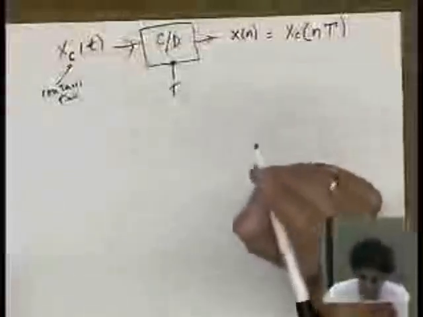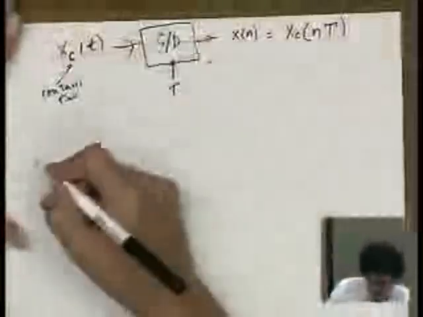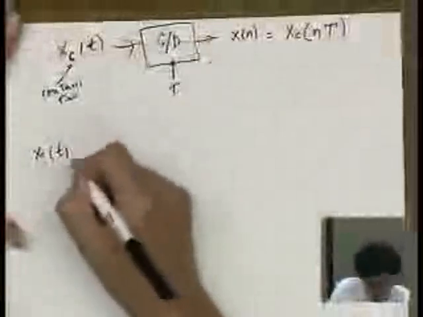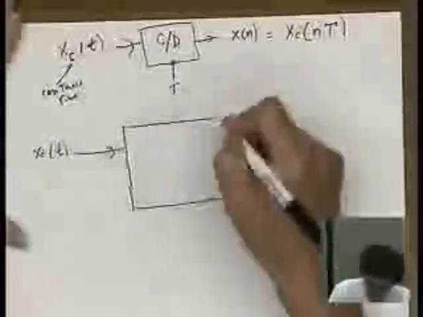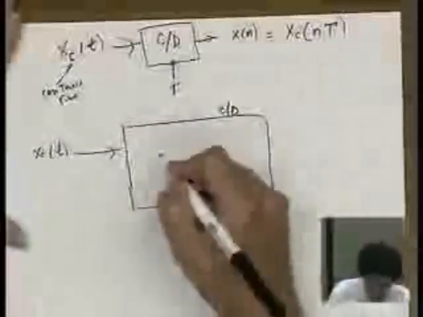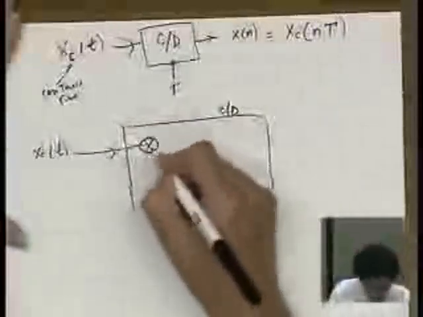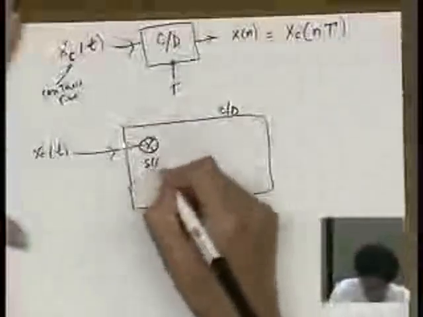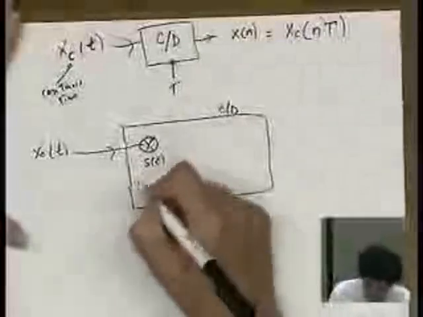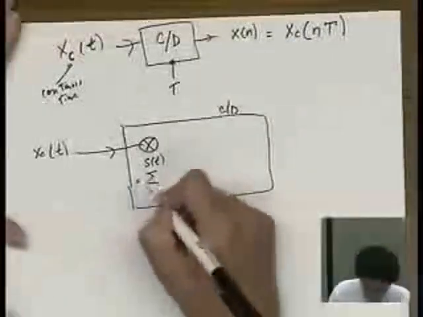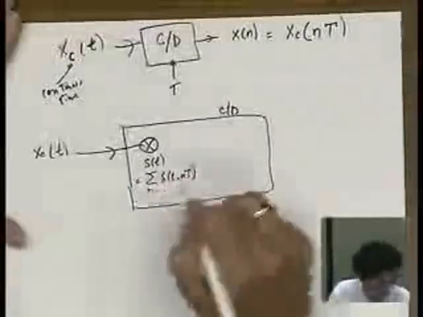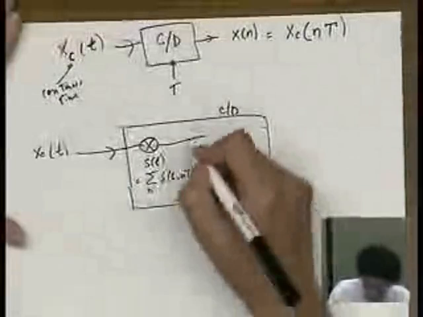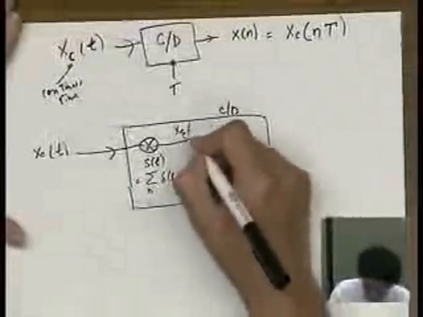So in reality, how does this C to D box work? Well, you have x sub c of t coming in, and it goes into a box here. This is the same C to D as we had up there. You essentially multiply it by some other signal, s of t, which is a train of delta functions. s of t is equal to the summation over n of delta of t minus nT. It's just a train of delta functions. And out comes what we call x sub s of t.